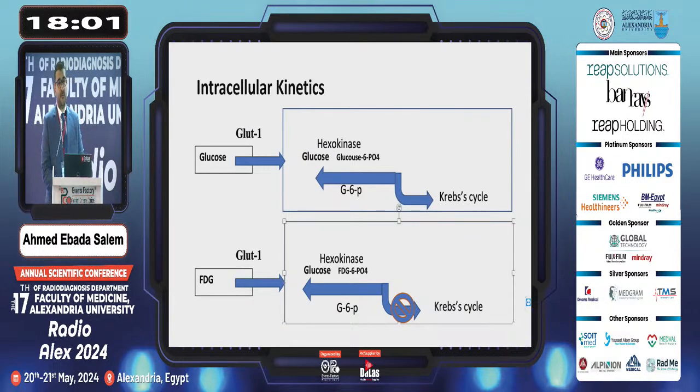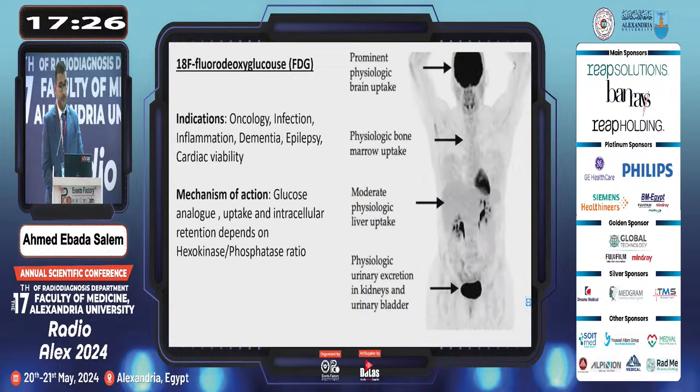Within the cell, FDG, as we said, is a glucose analog, so it does undergo uptake by the GLUT type 1 receptor, and then it gets phosphorylated in the tissues and gets trapped in the cell, unlike glucose, which undergoes metabolism into the Krebs cycle. Basically, the uptake depends on the hexokinase concentration as well as the glucose 6-phosphatase, which is the antagonist for the hexokinase. Most cancer cells will have an upregulated hexokinase, and most cancer cells will show uptake on FDG.